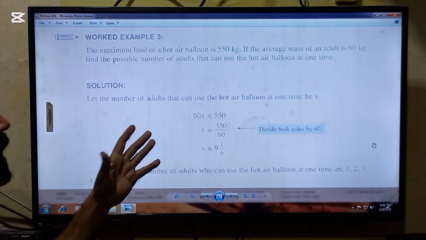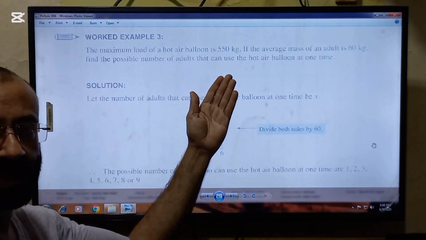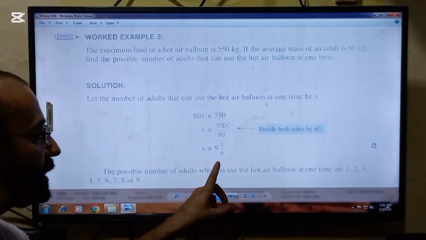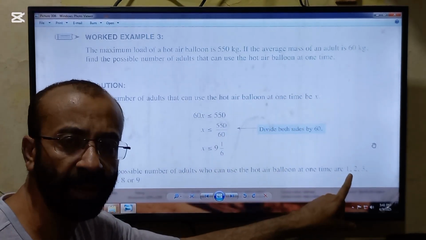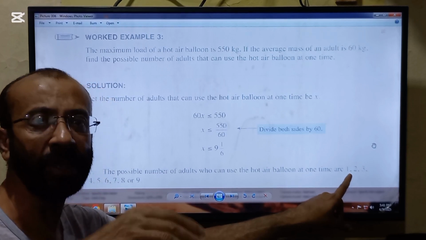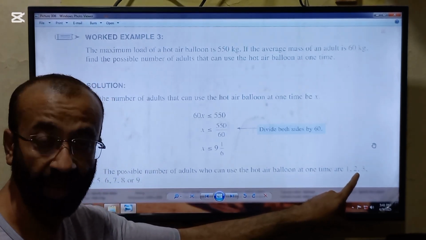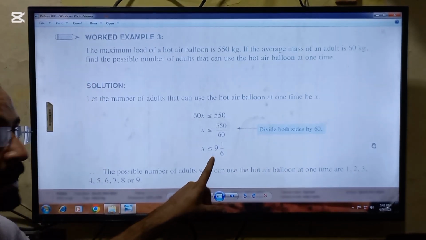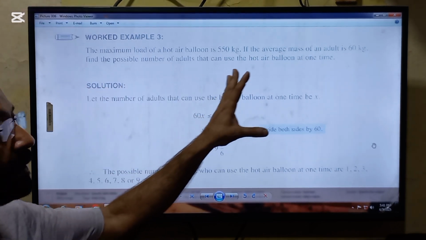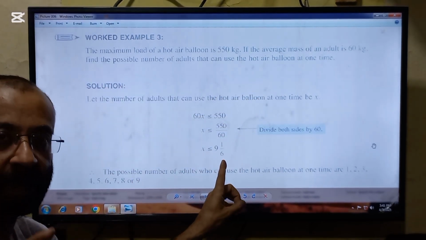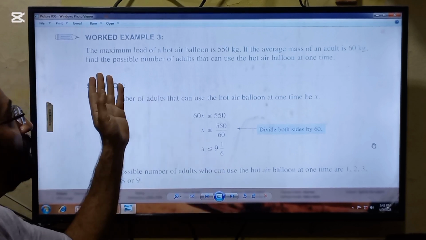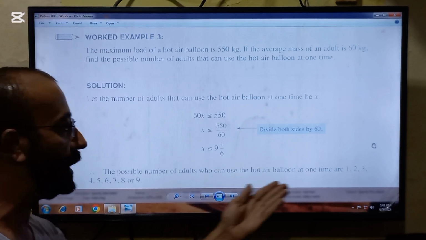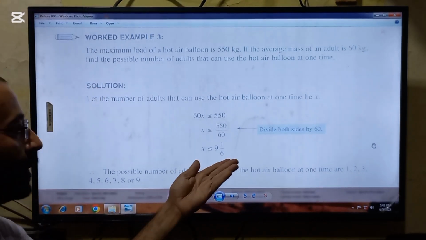Now we have to find the possible number of adults that can use the hot air balloon. So from this we can understand one person can use the hot air balloon. There can be 2 persons in the hot air balloon. There can be 3, and from here up to 9 persons can go in the hot air balloon. 10 persons cannot sit in the hot air balloon because the balloon cannot carry the load of 10 persons. From here we can clearly see, so these are the possible solutions of the inequality.